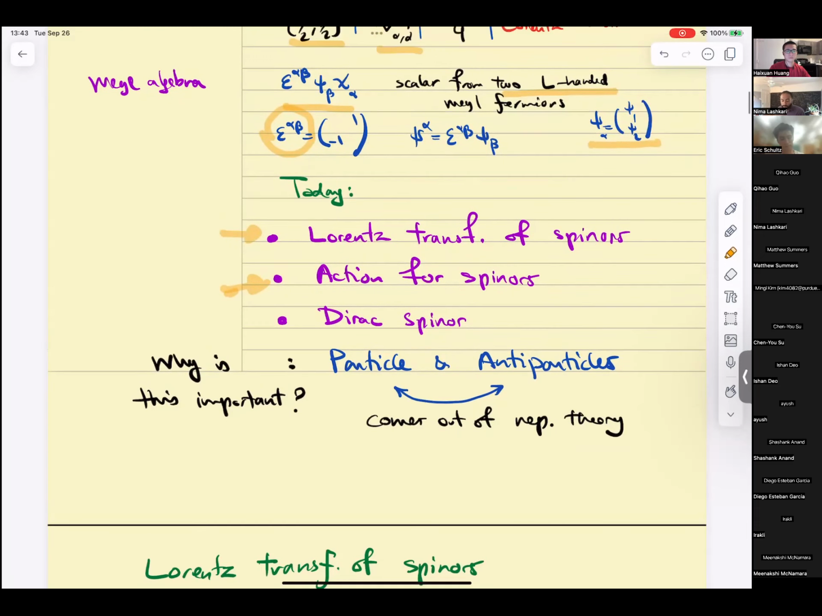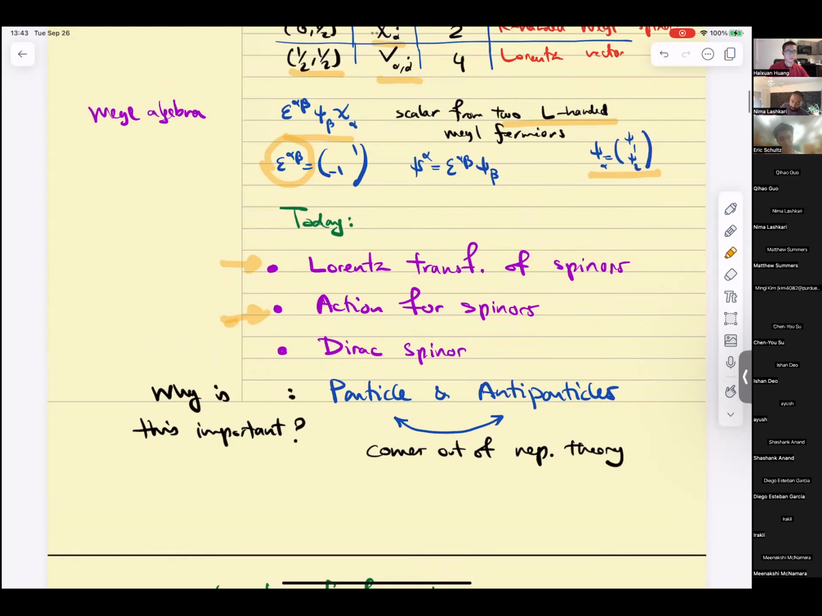All right, this is the physical picture I want you guys to keep in mind every time you find yourself lost. Why are you doing this? This is part of the reason, one of the main motivations for this. All right, any questions?